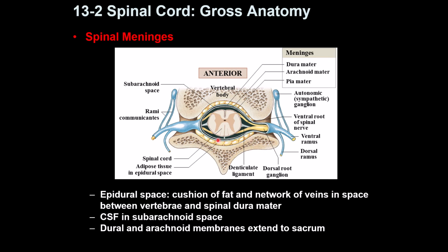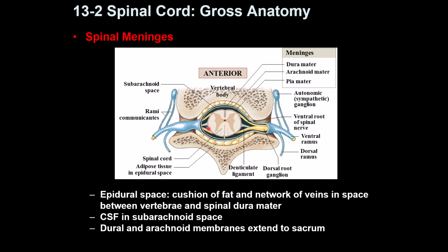And the subdural space is actually a potential space. So normally the dura and arachnoid are attached to each other, but some blood vessels can pass through this area. Also, you can see some other structures. One is called the denticulate ligament. This ligament is attaching the spinal cord to the wall of the vertebral canal on each side, and that stabilizes the spinal cord.